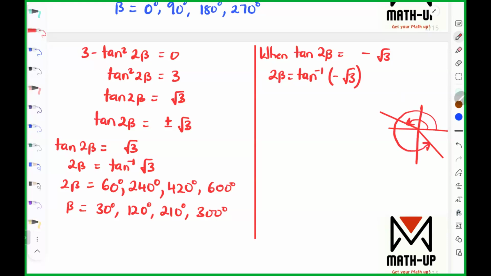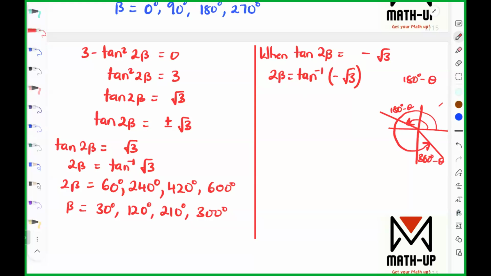Angles in the second quadrant are got by subtracting theta from 180 degrees, whereby theta is the acute angle, the angle in the first quadrant. In this case, when I drop the negative and take tan inverse of root of 3, I get 60 degrees. So to get angles in the second quadrant, I'll have 180 minus the 60 degrees. Then the fourth quadrant, it is 360 degrees minus theta, theta being the acute angle we get taking tan inverse of root of 3.